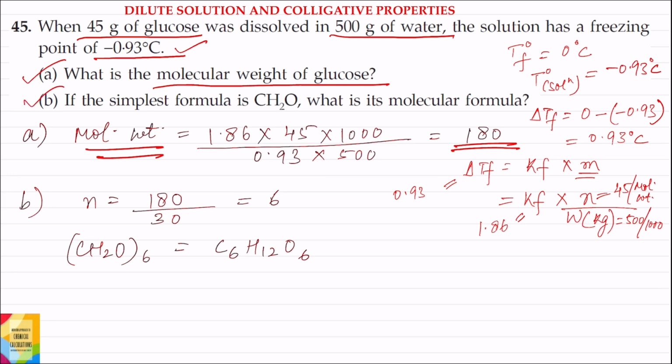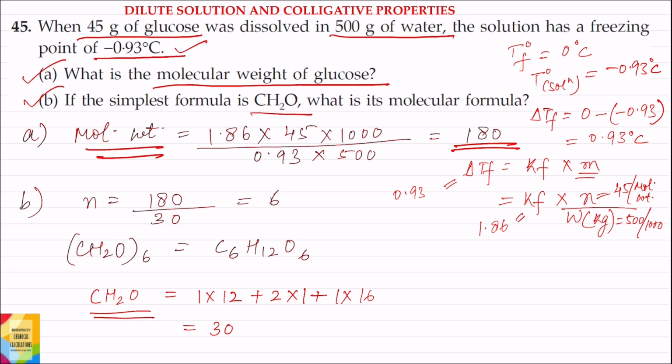B part. If the simplest formula is CH2O, what is the molecular formula? So CH2O is the empirical formula. Empirical formula से empirical formula weight निकाल लेंगे, which is equal to, in the empirical formula there is one atom of carbon, so 1 into atomic weight of carbon, that is 12, plus 2 atoms of hydrogen, so 2 into atomic weight of hydrogen, that is 1, plus 1 atom of oxygen, that is 1 into atomic weight of oxygen, that is 16. Solving, this is equal to 30.